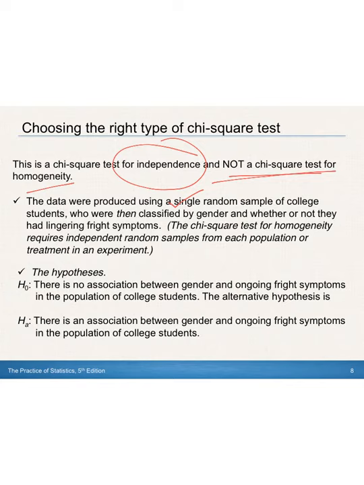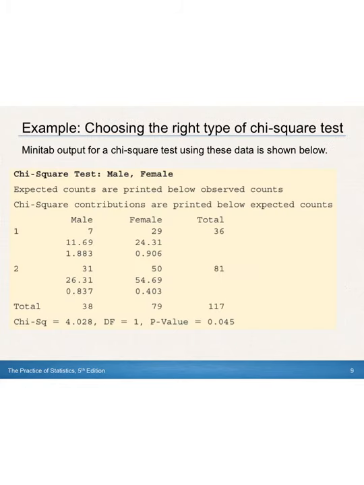The null hypothesis in this case is that there is no association between gender and ongoing fright symptoms in the population of college students. And the alternative hypothesis is that there is an association between gender and ongoing fright symptoms in the population of college students. Chi-square tests are always a does not equal. It's always a two-tailed type of thought process.